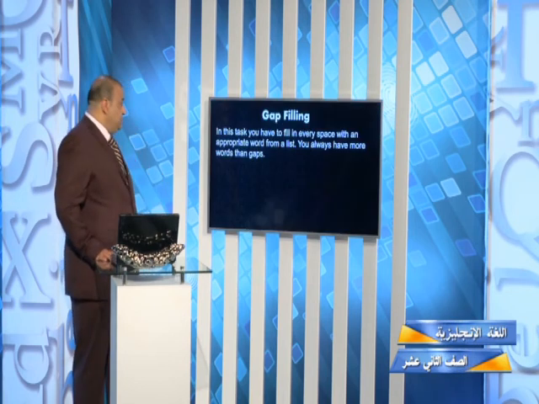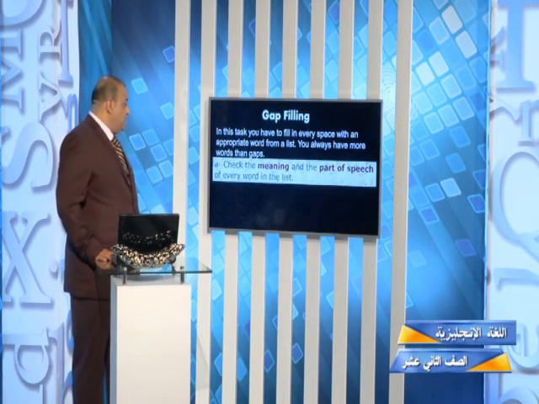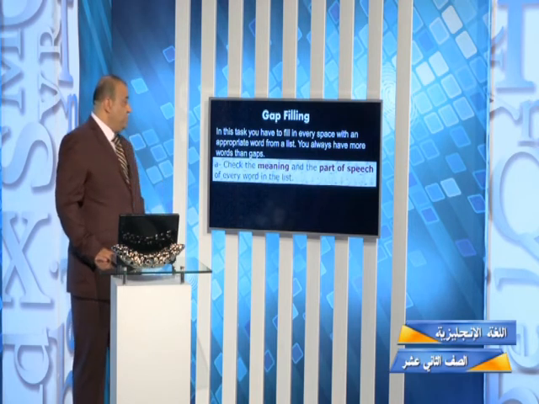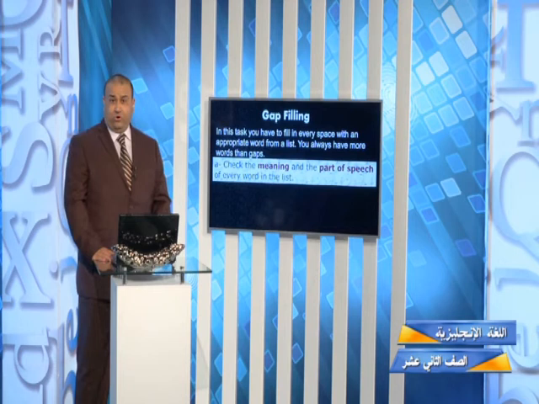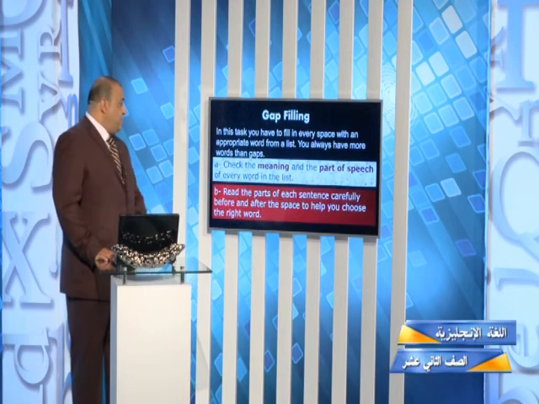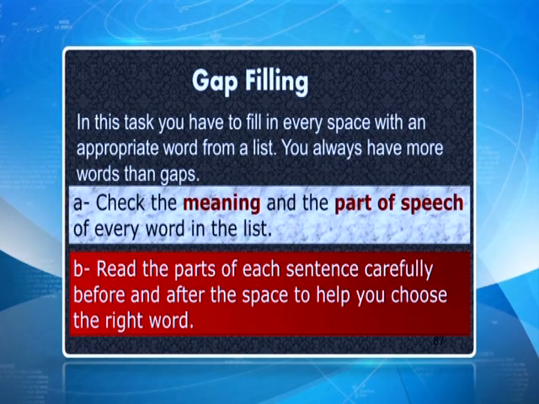Now let's deal with gap filling strategies. Now, in this task, you have to check the meaning and the part of speech of every word in the list. You have to decide whether the word you are using in this space is a noun or an adjective or an adverb or anything else. Read the part of each sentence carefully before and after the space to help you choose the right word.